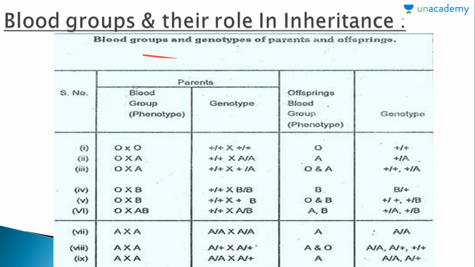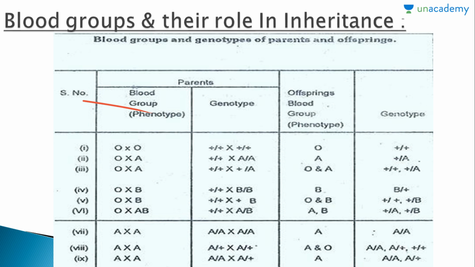These are the blood groups and genotypes of parents and offspring. This is the serial number. This is of the parents' blood group and genotype of their blood group. Now the offspring blood group has a phenotype and genotype. When the parents have phenotype O, the genotype can be ++ cross ++, so the offspring blood group phenotype will also be O and the genotype will be ++ only.